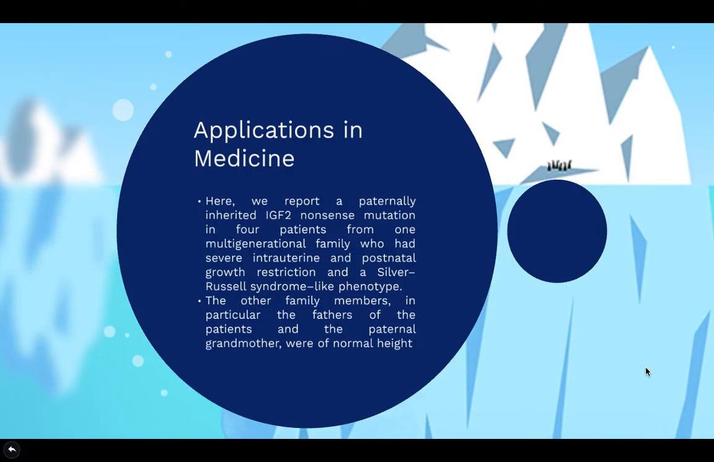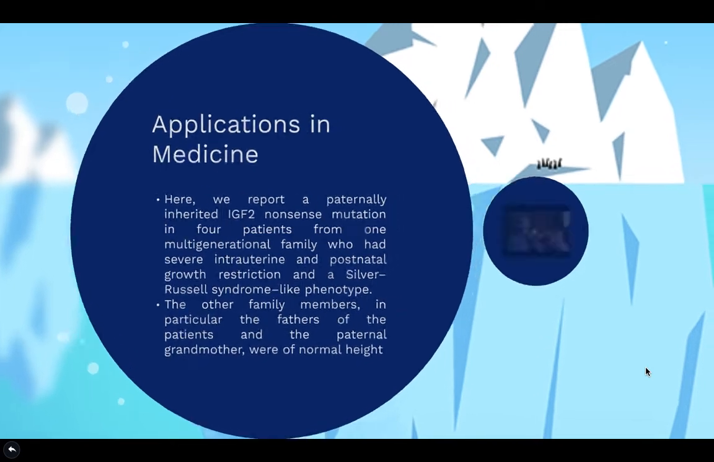Applications in medicine. Here, we report a paternally inherited IGF2 nonsense mutation in 4 patients from one multigenerational family who have severe intrauterine and postnatal growth restriction and a Silver-Russell syndrome-like phenotype. The other family members, in particular the fathers of the patients and the paternal grandmother, were of normal height.